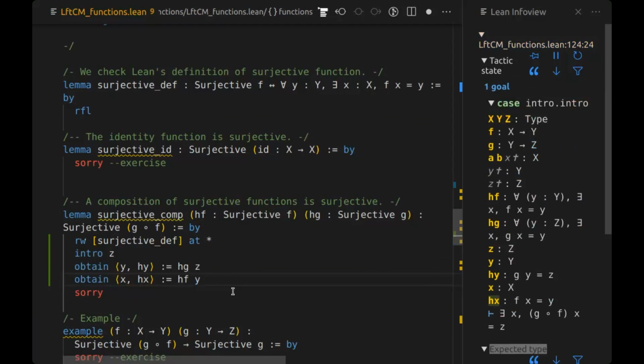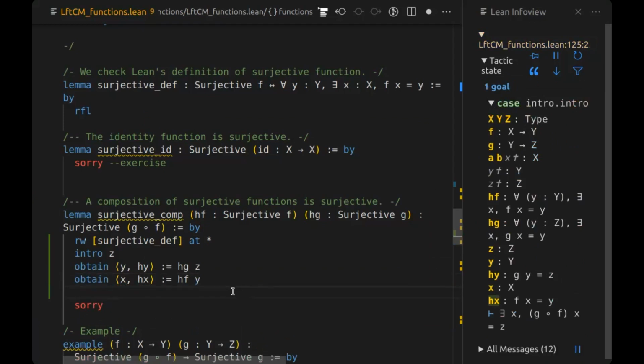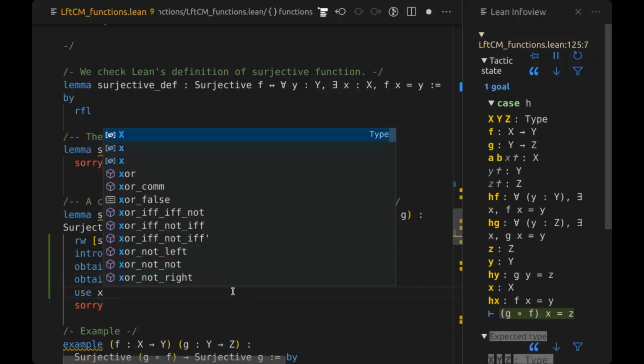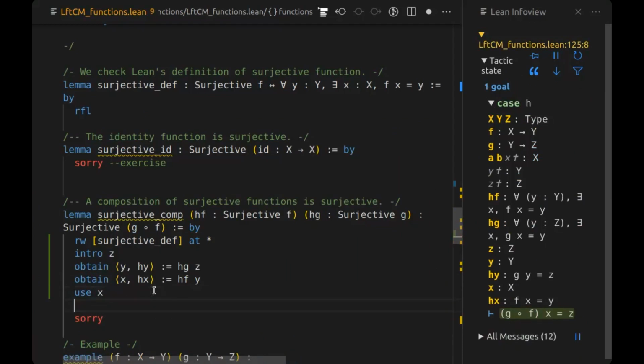And now the element that I want to use in my proof is this element x that we just got, right? So to fill in the existential, I use the tactic use, so use x. Now I have to prove decompose with f applied to x is equal to z. So I'm going to rewrite the definition of composition.